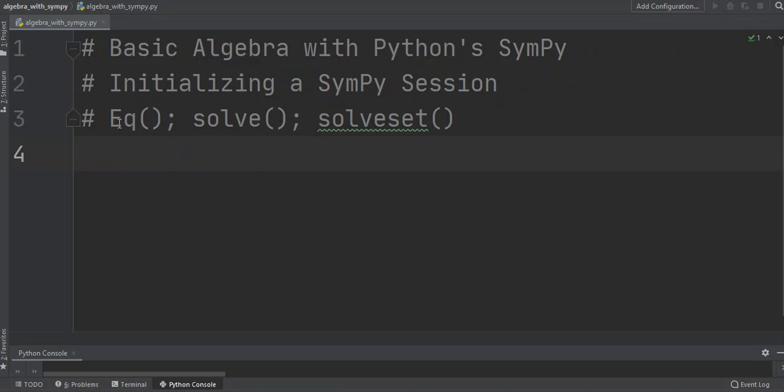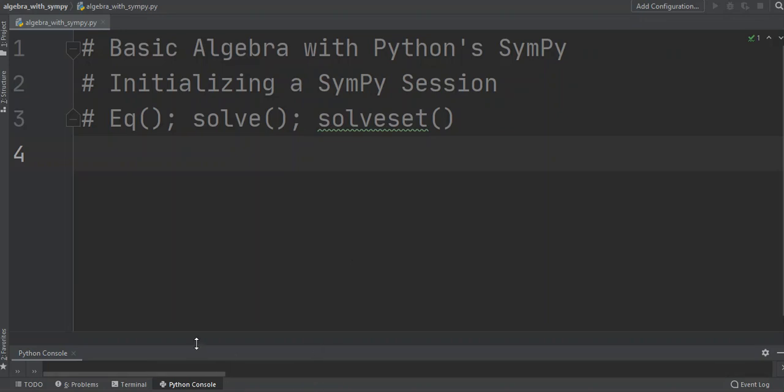note the capital E in EQ, and then solving your equation in a couple of ways, one with the solve function, and then another one with the solveset function, both of which we will import when we import everything in SymPy, when we initialize the SymPy session. And if some of that didn't make sense, don't worry, we'll explain everything. So let's get to it.